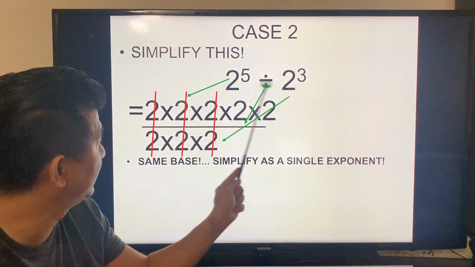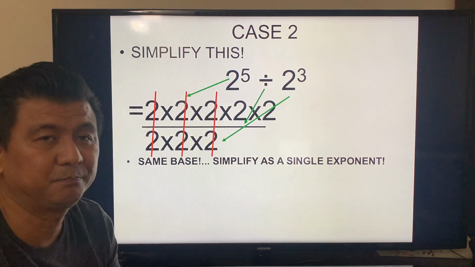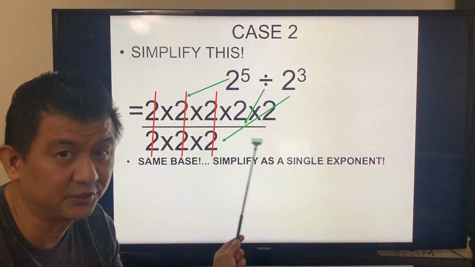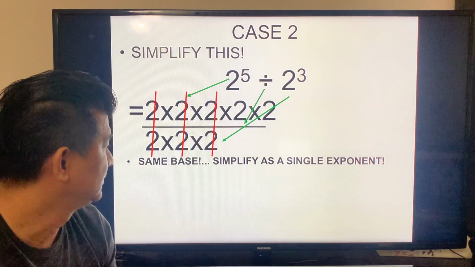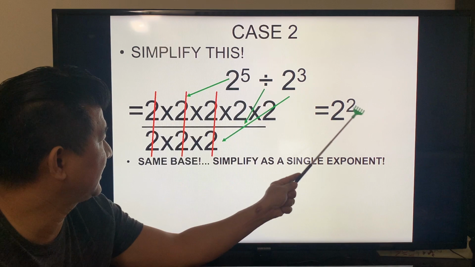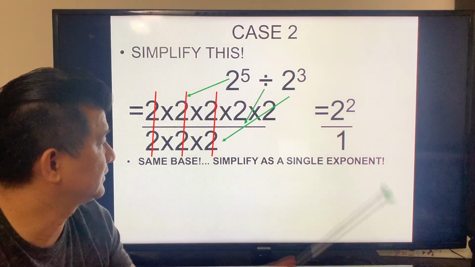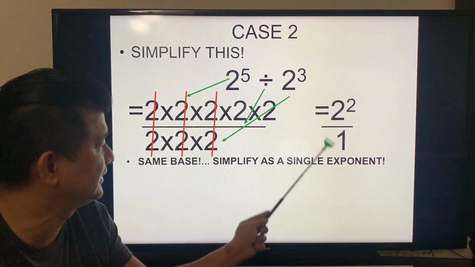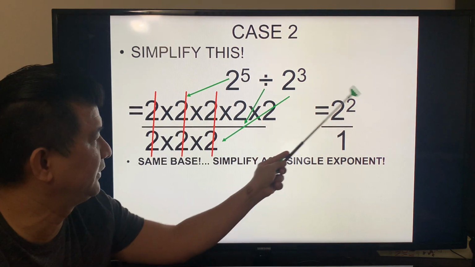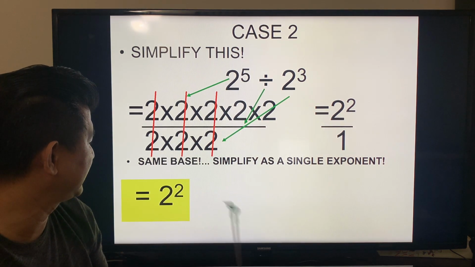So what's the remaining one here? I have 2 to the second power. That doesn't mean that's 0 below. There's a hidden 1. So how do I write that? 2 to the second power divided by 1. There you go. But remember, if the denominator is a 1, you could just leave the numerator as it is. So 2 to the second power.